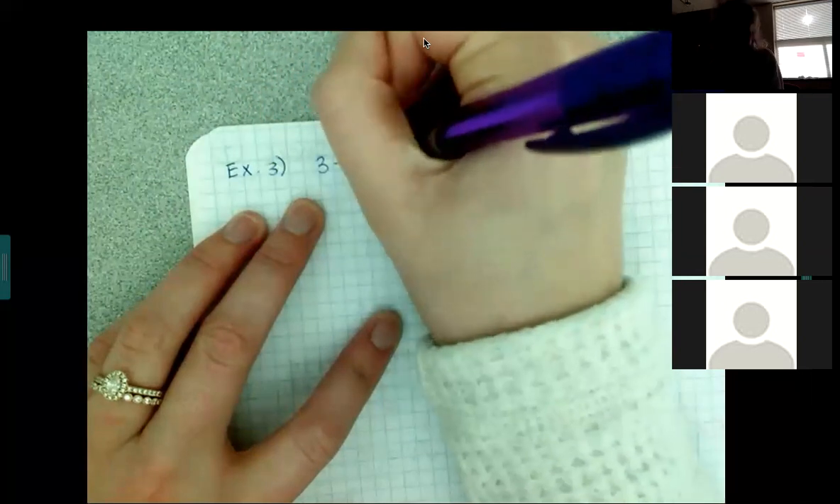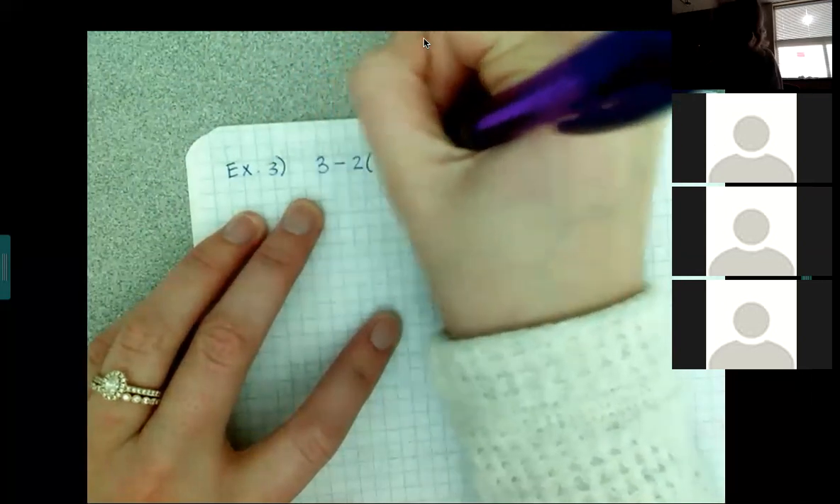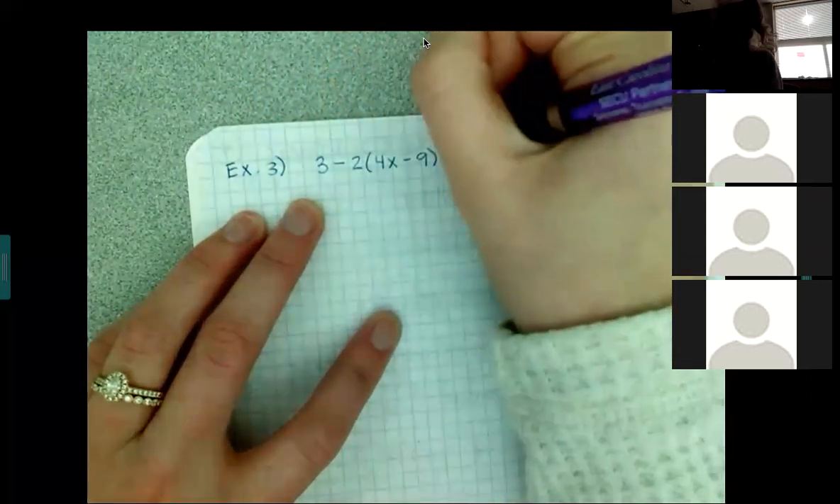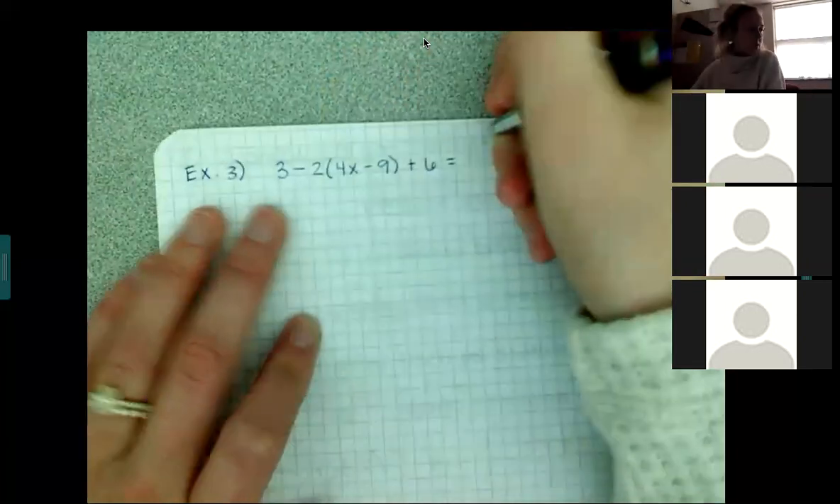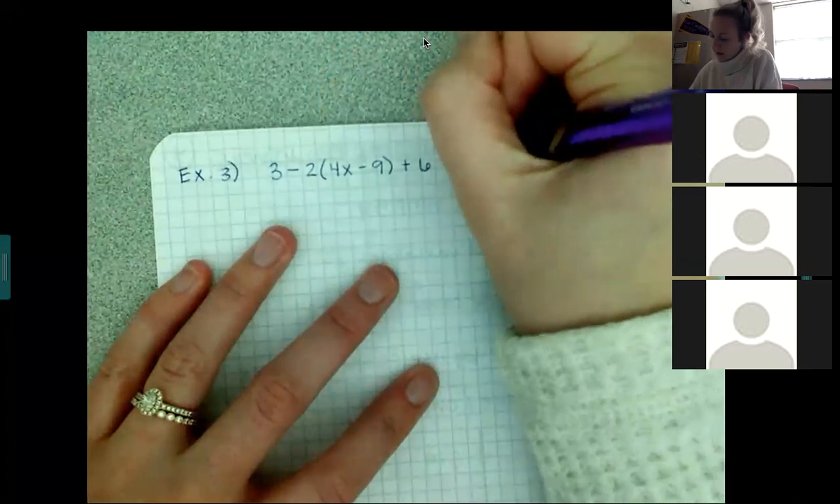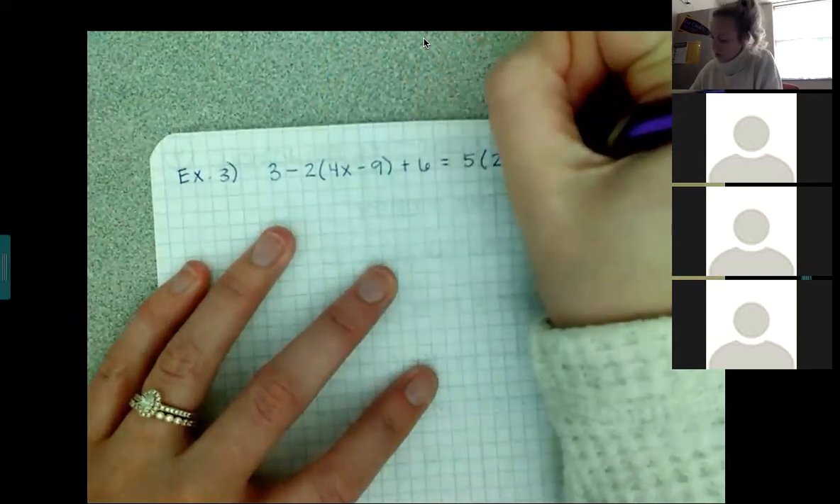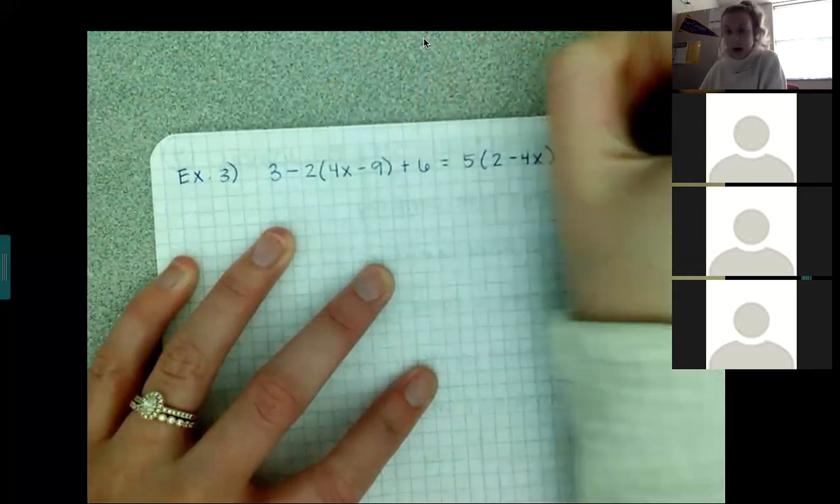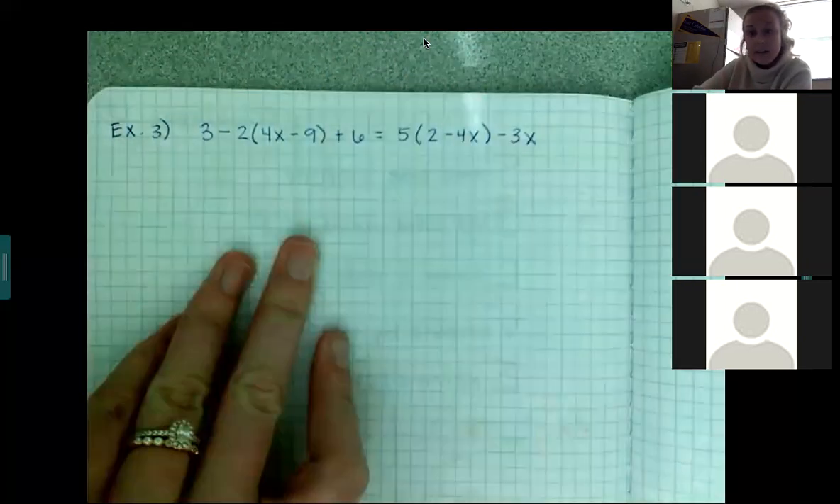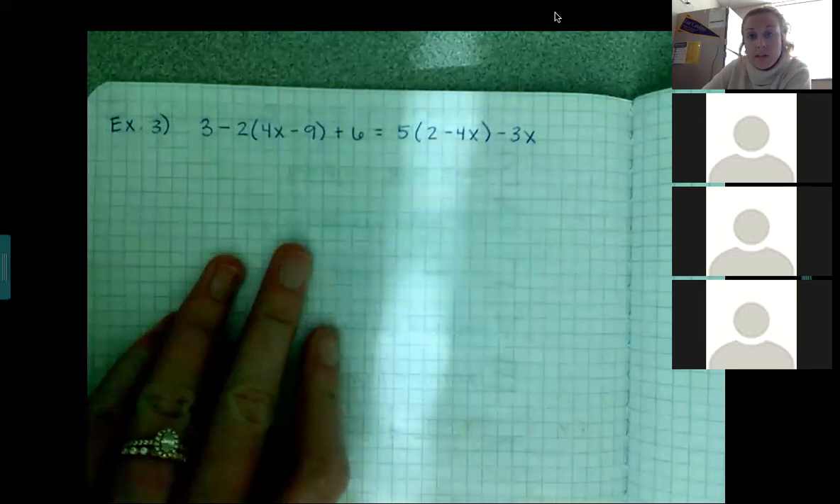All right, here y'all go. 3 minus 2 times 4x minus 9 plus 6 equals 5 times 2 minus 4x minus 3x. I know it's a lot. Just try it. I'm going to stop the recording.